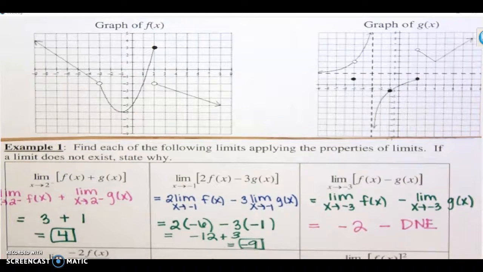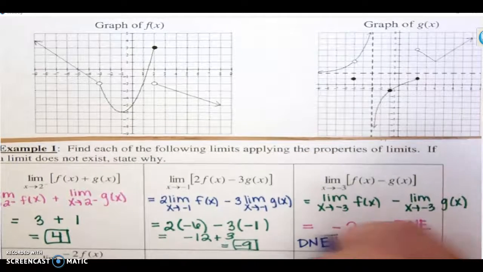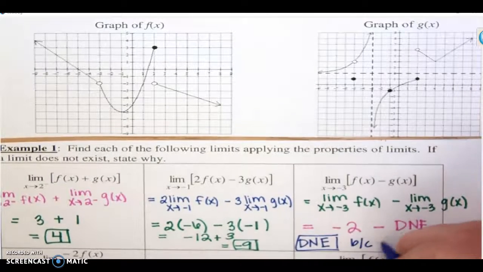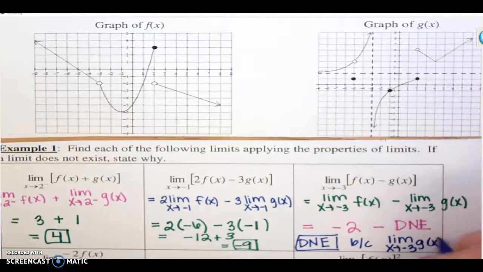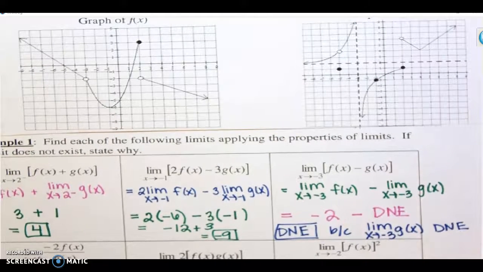So if one of these does not exist, that means the whole thing doesn't exist. Okay, so we need to write that this does not exist, and we're going to say because the limit as x approaches negative 3 of g of x doesn't exist. Okay, you can't add something together that does not exist, so you have to break that apart.